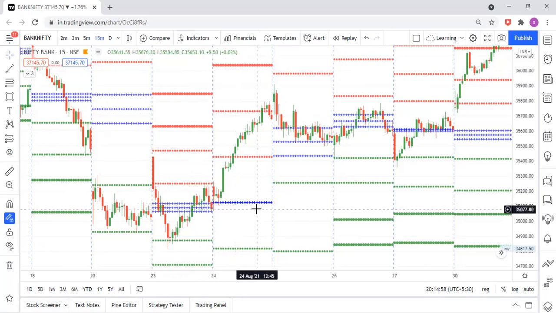So this also appears to be a narrow range CPR, and that is why we see a trending day here. So it is like a combination you can use. If it is a narrow range CPR and also an inside range CPR, then the probability of the day being a trending day is quite high.